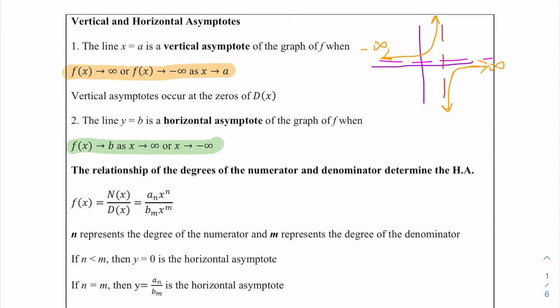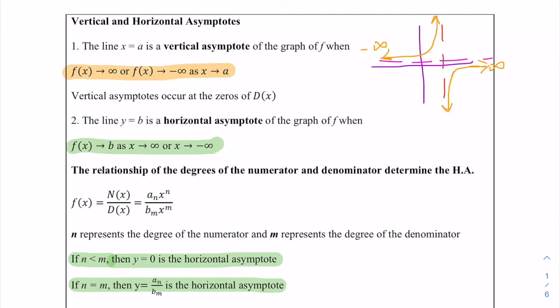Now, to determine the equation of the horizontal asymptote, let's look at the value of n, the degree of the numerator. When it is less than the degree of the denominator, represented by m, the equation of the horizontal asymptote will be y equals 0. If the degree of the numerator and the degree of the denominator are equal, then the leading coefficients, that quotient or ratio, will determine the equation of the horizontal asymptote.